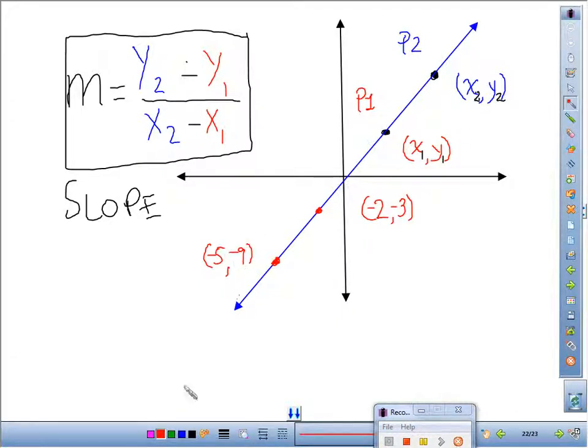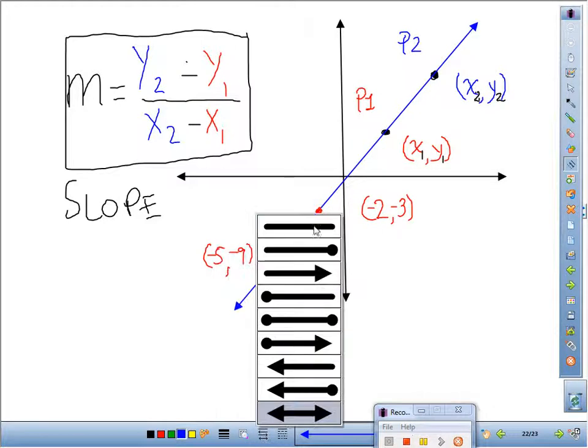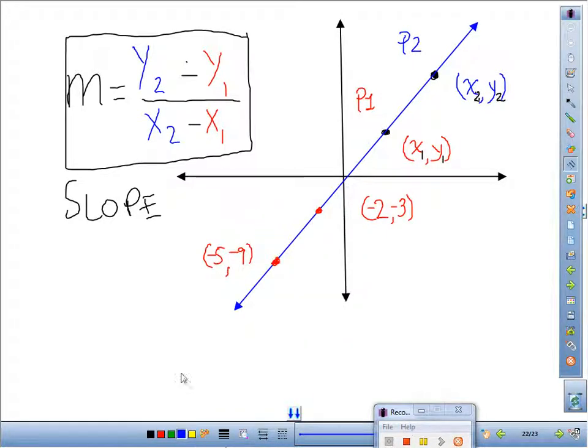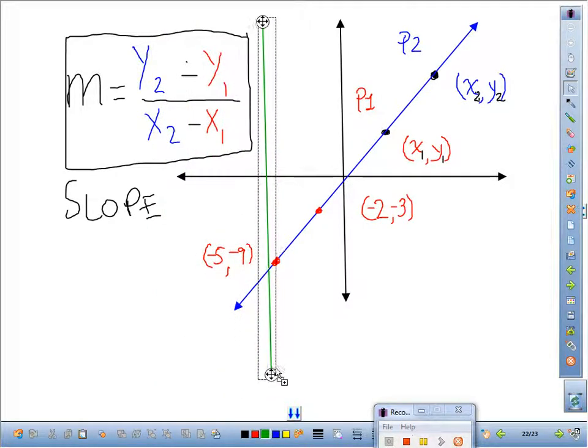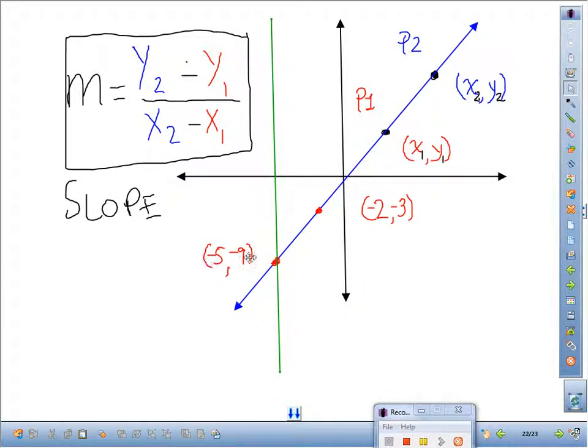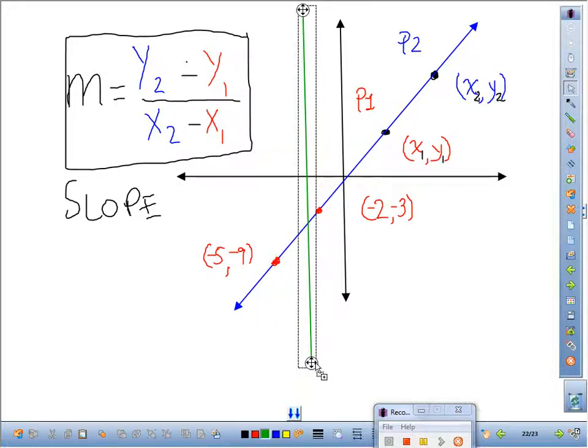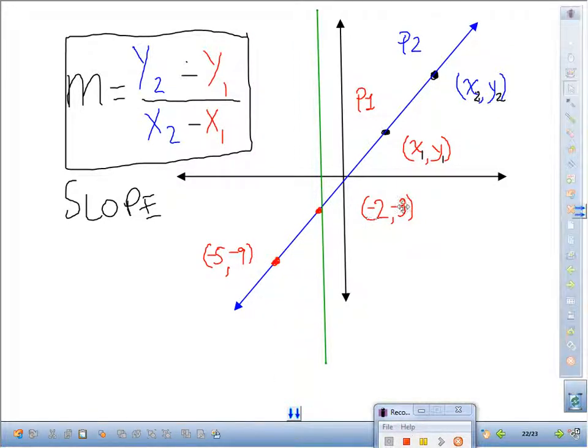So, let's label these. Now check this out. Some of us get confused as to which one is which. Which one is point 1, which one is point 2. So everybody pay attention, please. If I was to scan this using my pencil, and I'm going to scan it from left to right, the very first point I encounter will be my first point. What's my first point? -5, -9. Every time I'm going from left to right. And my second point is what? -2, -3. Everybody understand that?